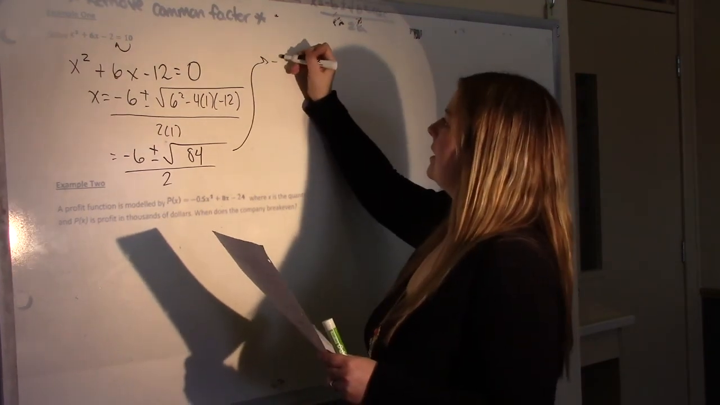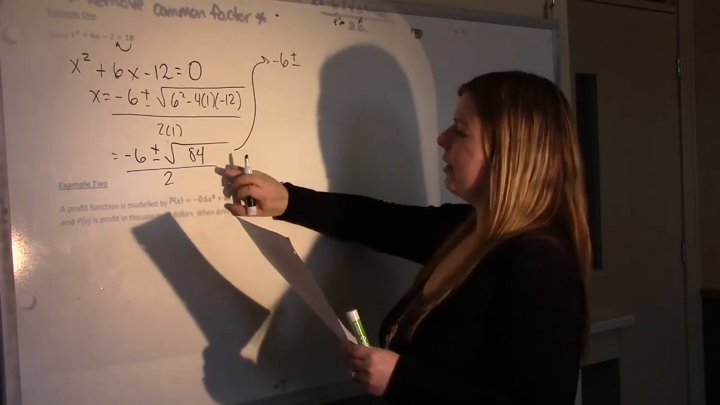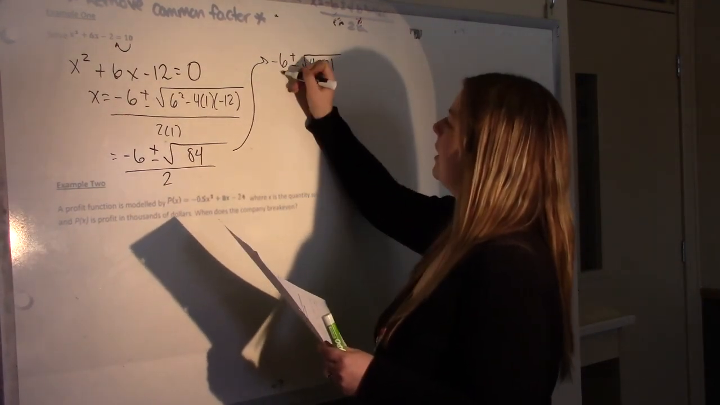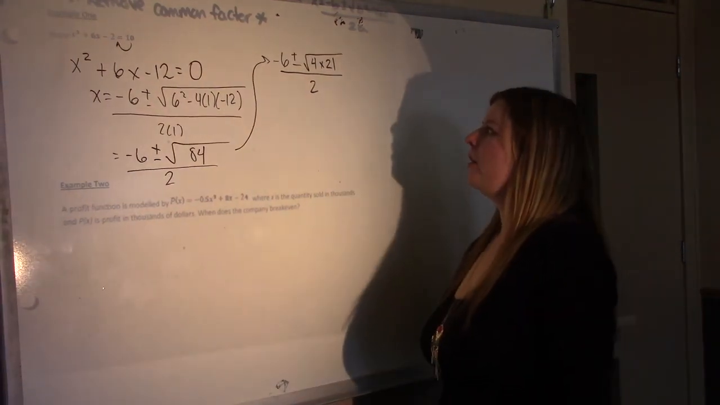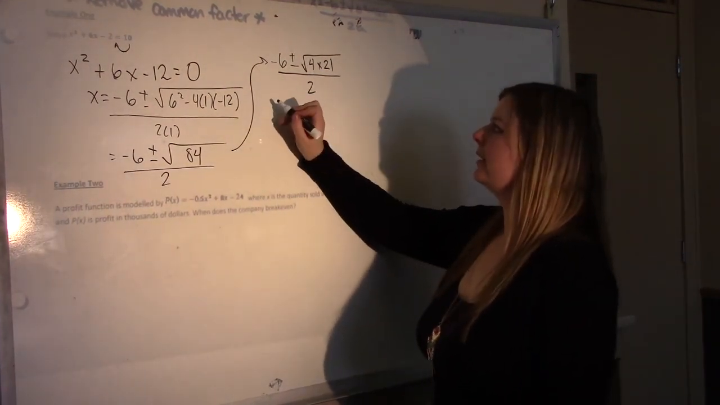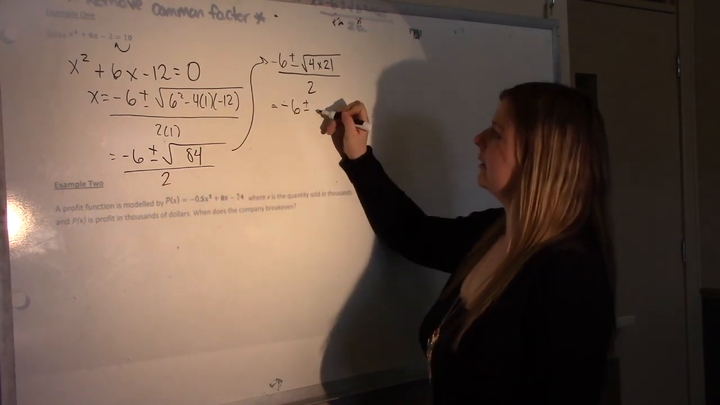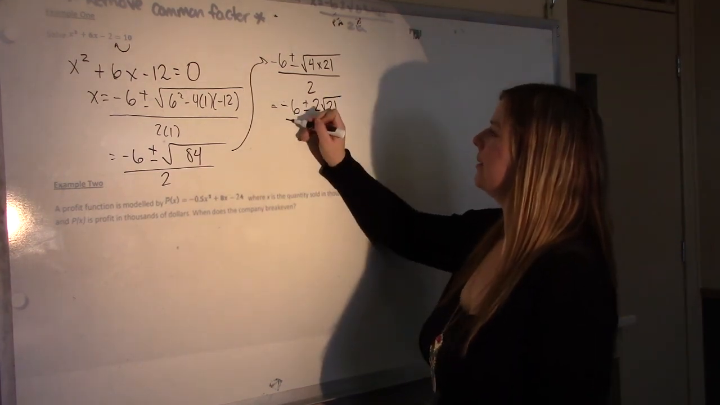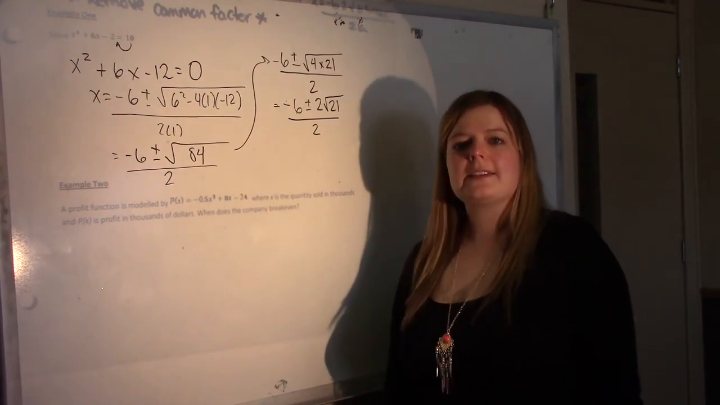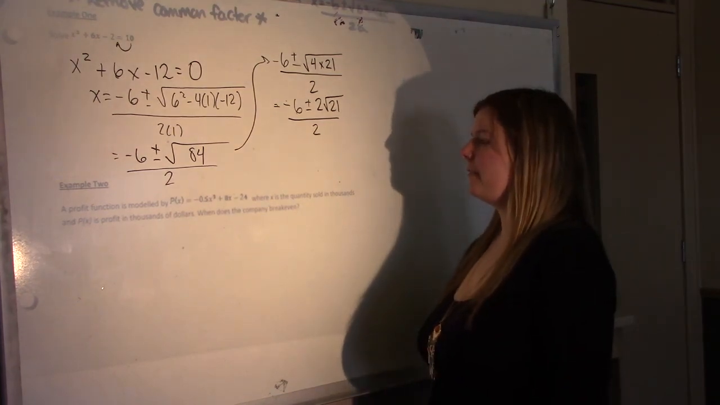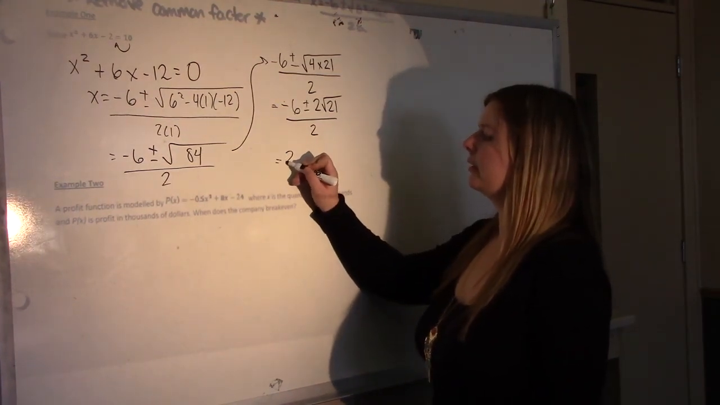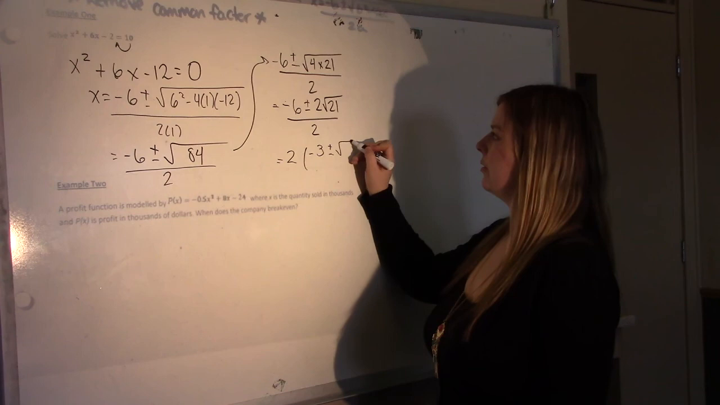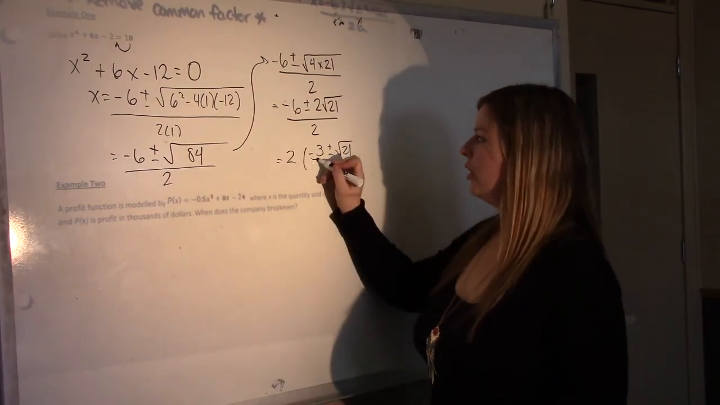So this gives you minus 6 plus or minus. Now, root 84 can instead be written as root of 4 times 21 all over 2. Okay? So the root of 4 is 2. So you can actually pull that out. So it's just 2 times root 21 all over 2. Okay? To simplify this even further, I can pull out a common factor of 2. Okay? So I'm left with minus 3 plus or minus root 21 all over 2.